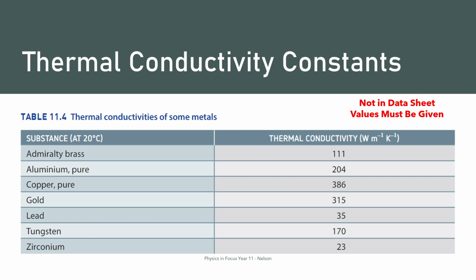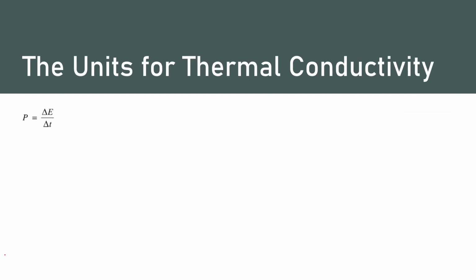Keep in mind that there is no information about this in the data sheet. Anytime that you need to use one of these, values will be given. The only time that there will be a thermal conductivity quantitative question where you are not given this value is if you have to calculate the value itself because you have all the other variables.